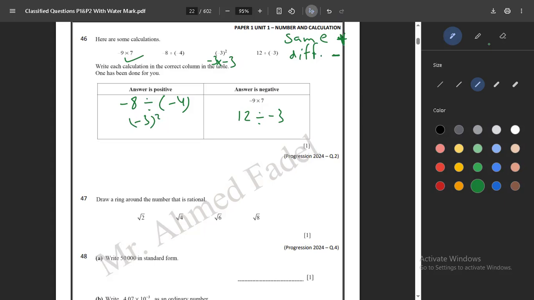Draw a ring around the number that is rational. Square root of 2, that's irrational. But square root of 4, it's an integer, it's rational. Square root of 6, I can't. Square root of 8, I can't. And this is the ring around that number, it's only 1.